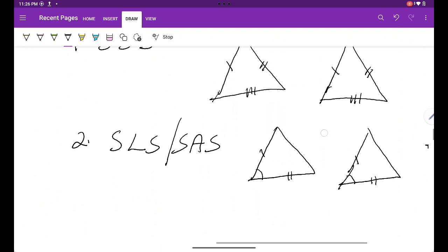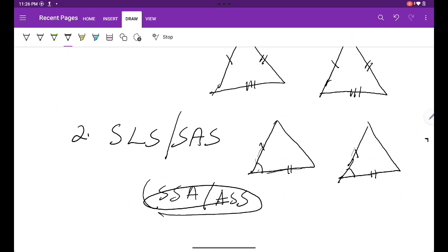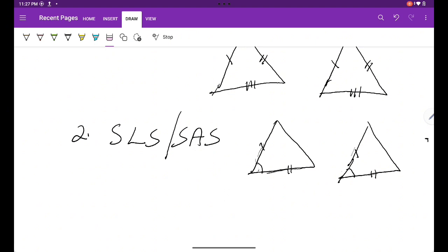Now let's note this: the angle must be included. When we say it's included, it means it's the angle formed between the two sides that we are talking about. So it must be an included angle. In other words, we cannot have something like side-side-angle or angle-side-side. No, we can't have that. It must be side, angle, side. So the angle must be an included angle. Very, very important. So that is the second condition.